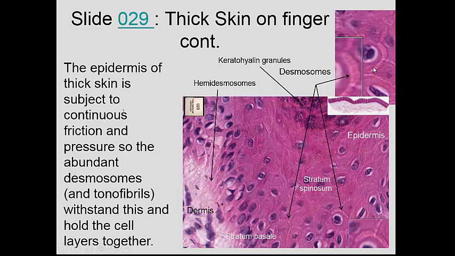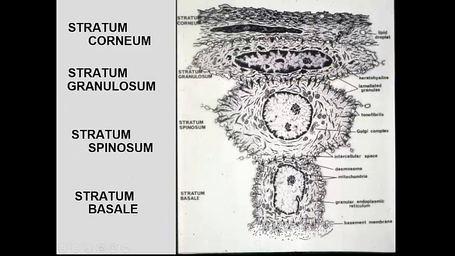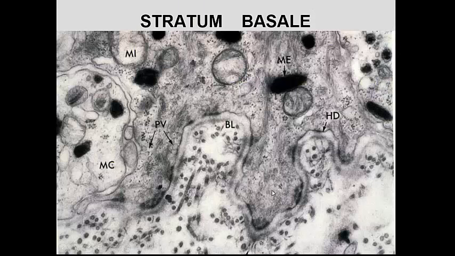Basically what it is, the space should not be there, but when the cells shrink, the desmosomes between them hold tight. And so you see the spines. Really, there should not be a space in between there. So basically, 4 layers: stratum corneum, stratum granulosum, stratum spinosum, and stratum basale.